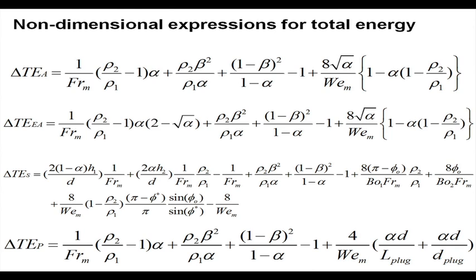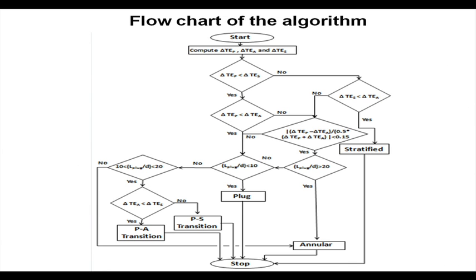What we do is first develop these expressions, then for a given alpha and given flow conditions in a particular pipe diameter for two particular fluid pairs, so that we know all the physical properties of the fluids, we can compute the total energies for different distributions. The flow chart is as shown. You can follow the flow chart and use it for predicting the stable flow pattern in this particular case.